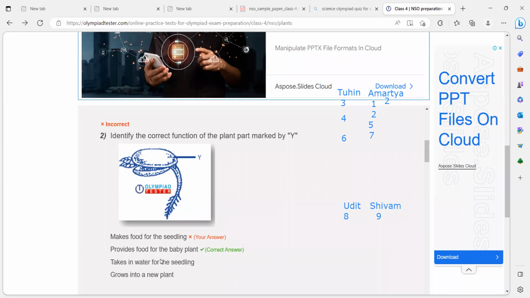Then what happens? The seed coat actually provides food for the baby plant. How will it provide food for the baby plant? Because the seed coat protects the baby plant. So obviously it will help the baby plant to have its food. Is it clear? Yes, ma'am.